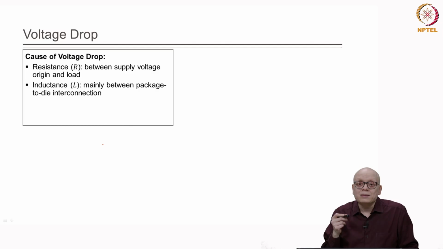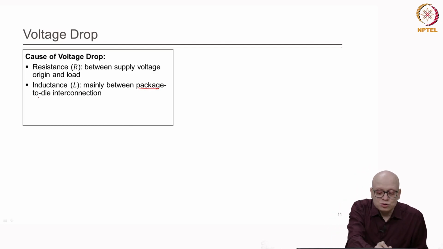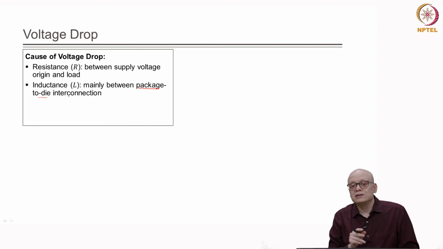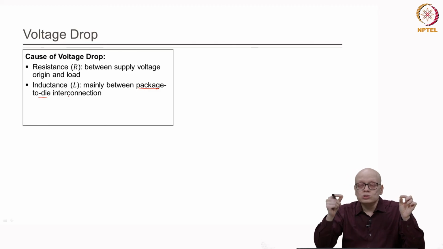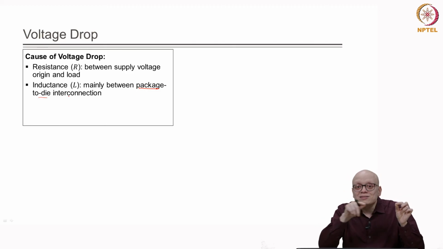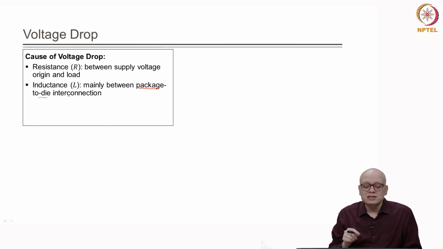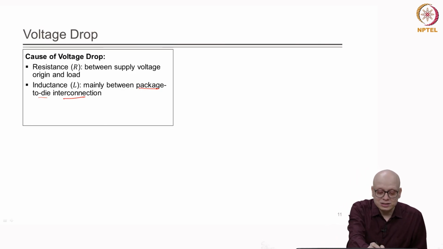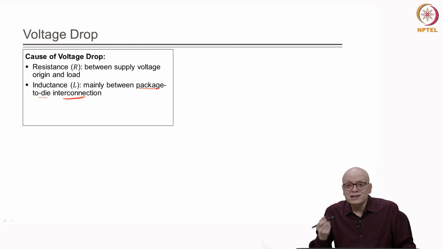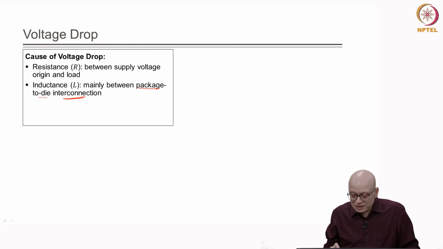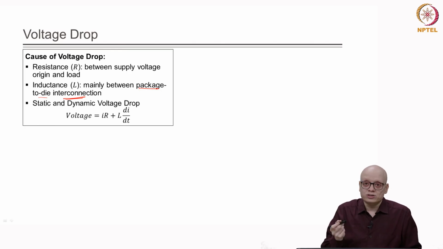Similarly, there can be inductance also, mainly between the package pin and the die. We saw in the last lecture that from the package pin to the IO cells, there were metal wires through which these things were bonded. Because of these package-to-die interconnections, there can also be inductance, and because of the resistance and inductance, there can be a voltage drop.